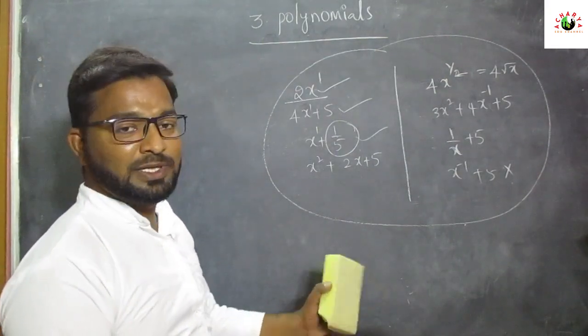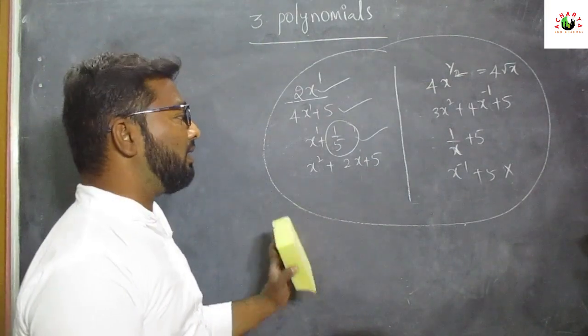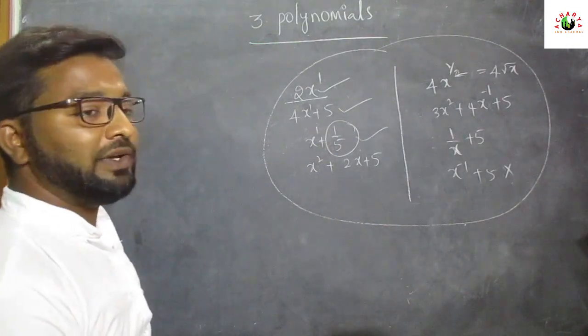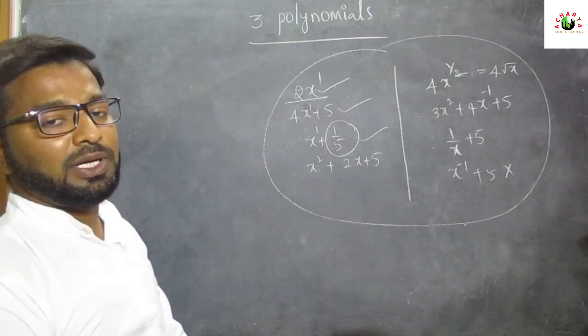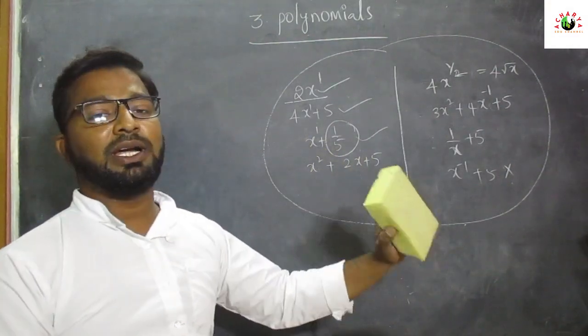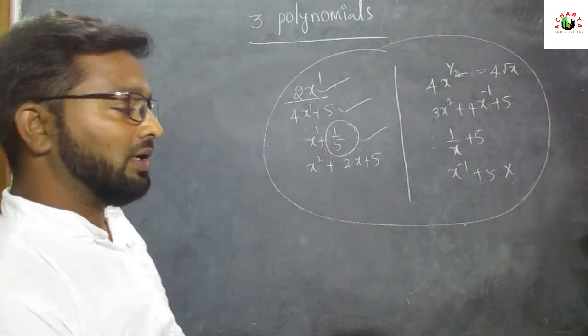All polynomials are algebraic expressions, but not all algebraic expressions are polynomials. That is the difference between a polynomial and an algebraic expression. Like that, we have to identify which is a polynomial and which is not a polynomial.